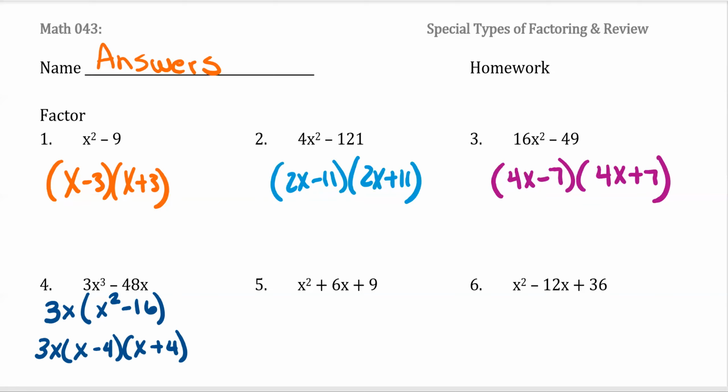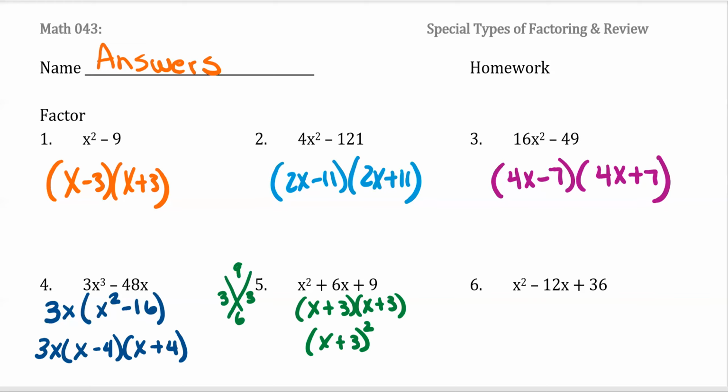Number 5, the factors of 9 that add to 6. Or you could have also approached this from a perfect square trinomial approach. Your answer should be x plus 3 squared. You can write it out as 2 factors or squared.